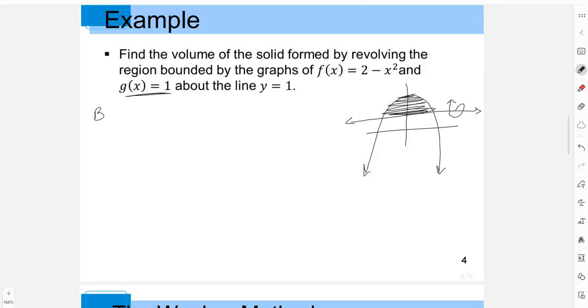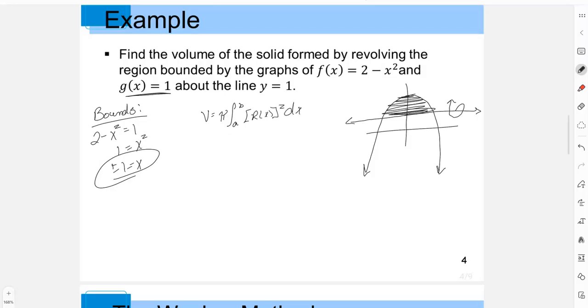So let's start by figuring out bounds. I need to know where 2 minus x squared is equal to 1. So I'm going to do some fancy math. I'm going to move that x squared over so it's positive. Move the 1 over. So x is going to be plus or minus 1 when I solve that. Volume equals pi. This is going from a to b. Radius squared dx. So we are integrating from -1 to 1.